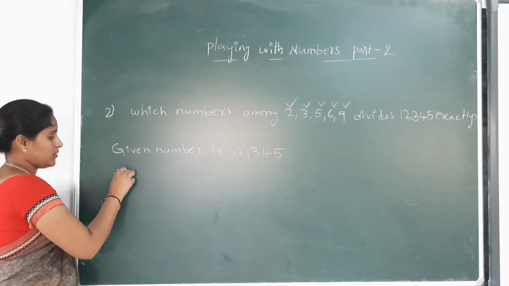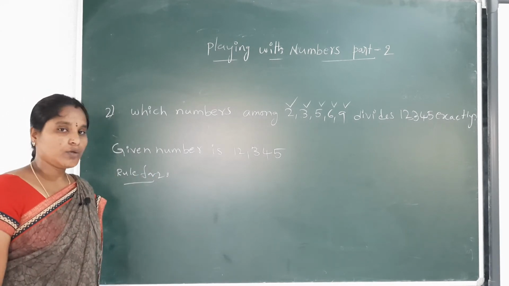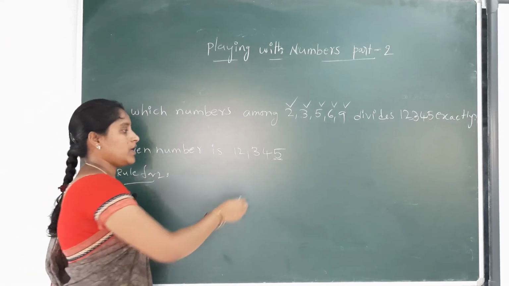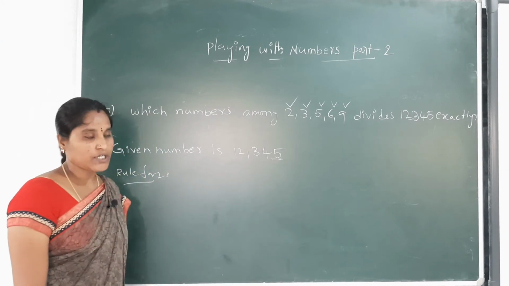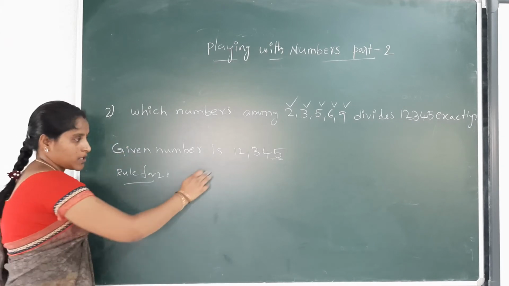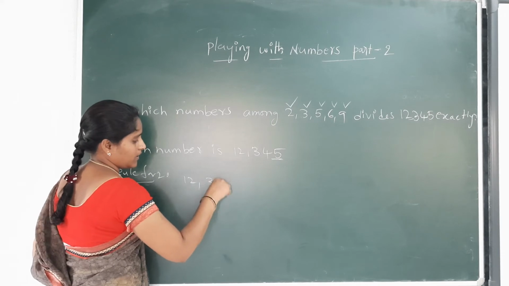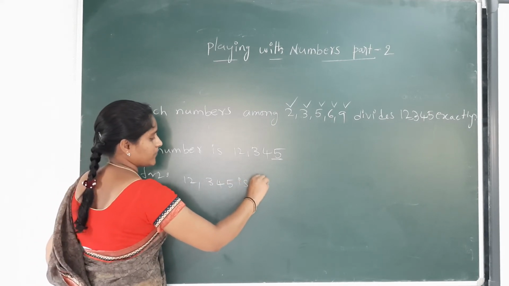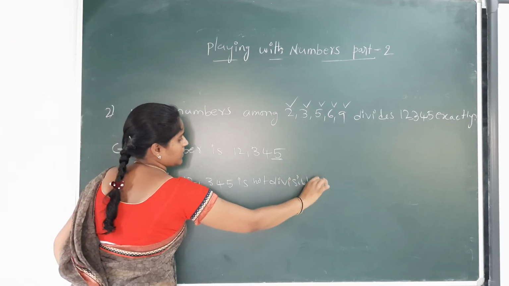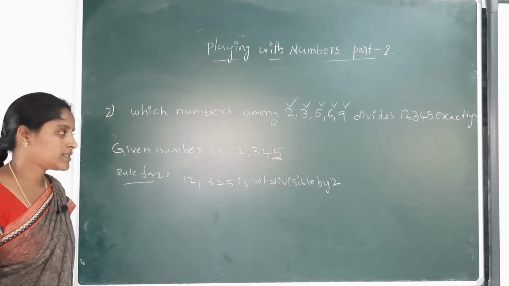First, the rule for 2. What is the rule for 2? If there is an even number in the units place, then the whole number is divisible by 2. What is the units place here? The units place digit is 5. 5 is not an even number. So the given number, 12,345, is not divisible by 2, because its units place is an odd number.